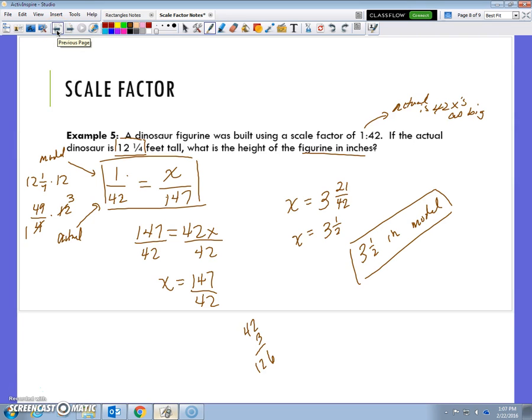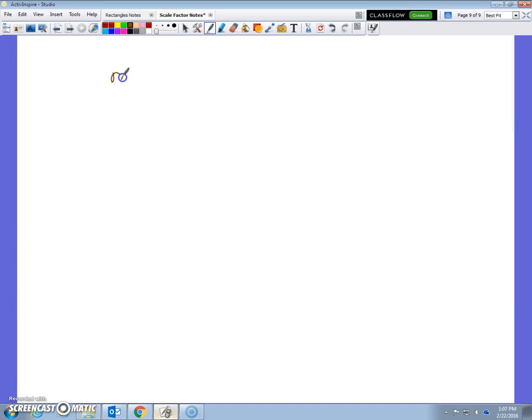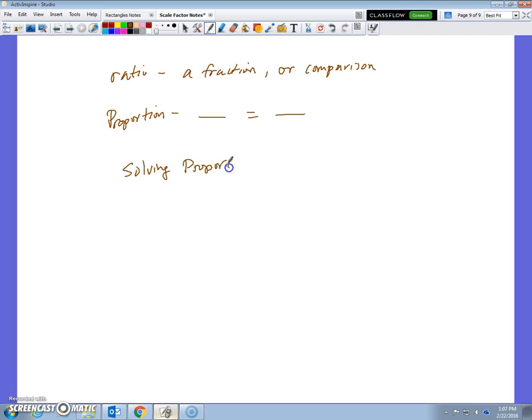Looks like that's it for today. So the last thing I want to add in here, find some blank space on your paper. A ratio is a fraction or comparison. A proportion is fraction equals fraction. Okay, we're going to say that solving proportions can be done by cross multiplying.